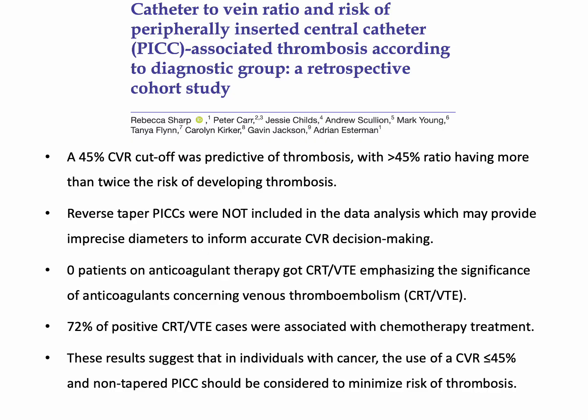This recent publication by Rebecca Sharp and co-authors looking at catheter vessel ratio and risk of PICC-associated thrombus, according to Diagnostic Group, was a retrospective study that looked at a 45% catheter vessel ratio cutoff as a predictor for thrombosis, with findings that catheter vessel ratio greater than 45% had more than twice the risk of developing thrombosis. Now, there are no surprises here when we think about what we've talked about in previous literature.